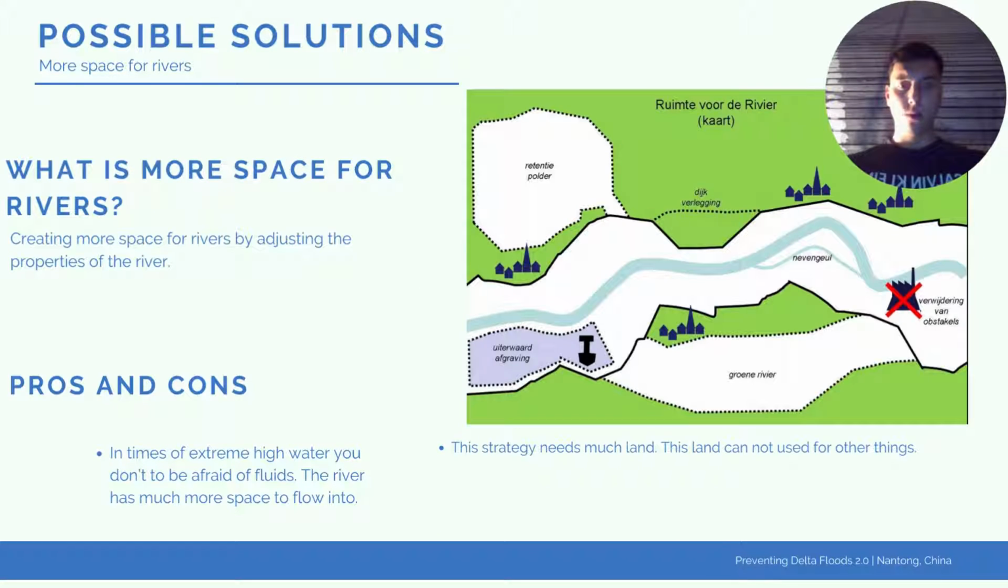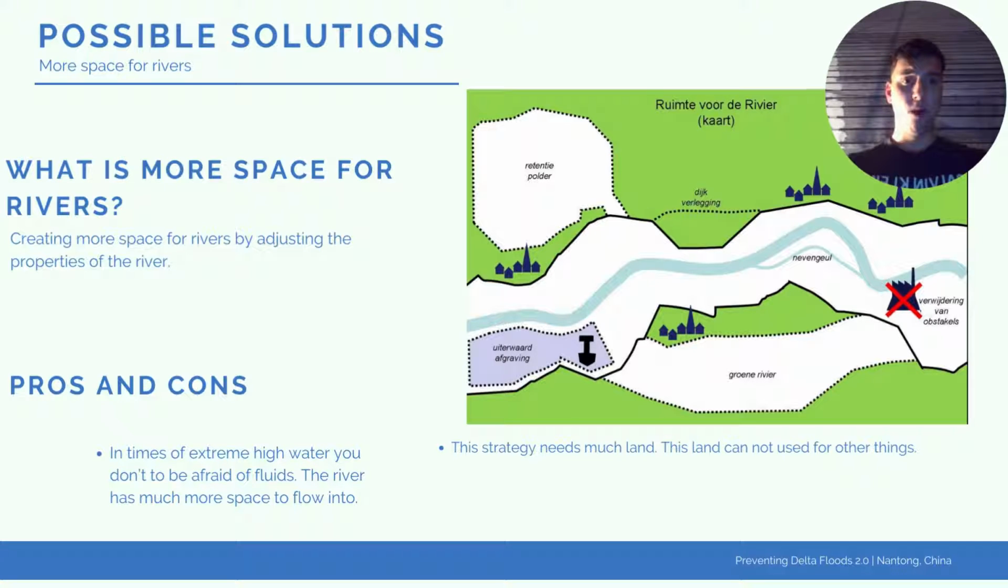The third solution we came up with is the more space for the river. This solution is already being used in the Netherlands, and it's a very big success in the Netherlands. What is it? With the more space for the rivers program, there's more space being created for rivers by adjusting the properties of the river.